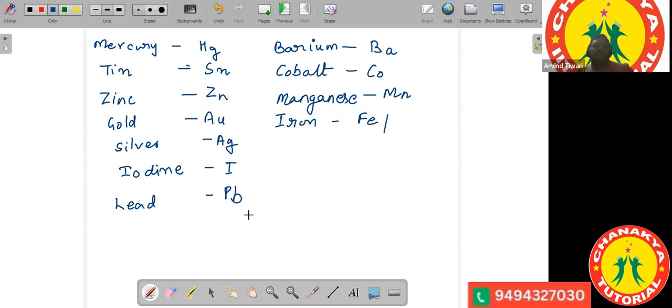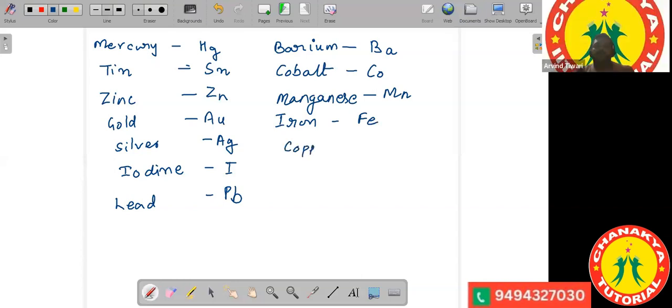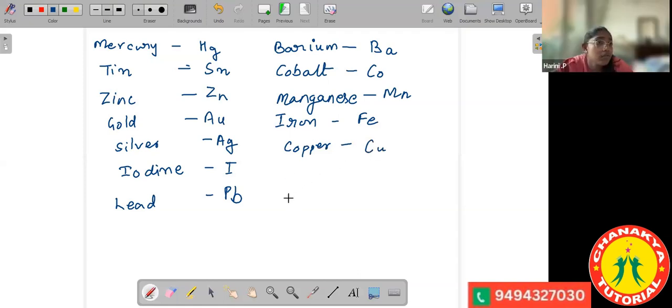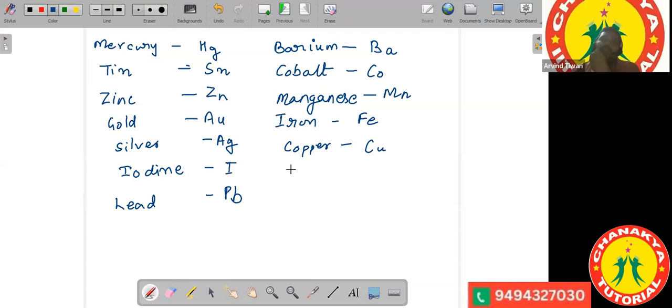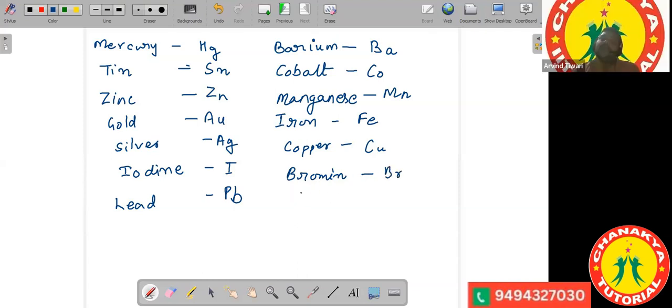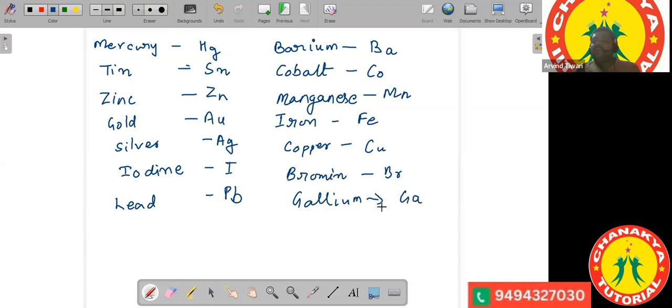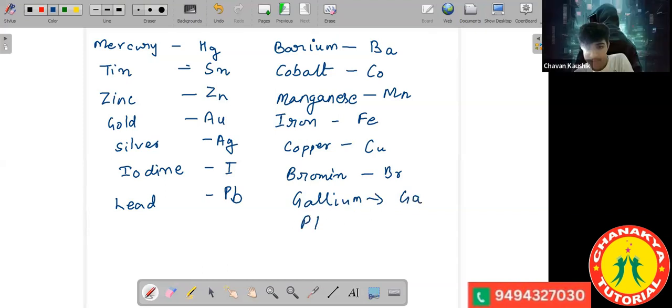So iron. Can anyone think of any other element which we have not listed over here? Copper. Okay, very good. Cuprous, Cu. So bromine, Br. Gallium, Ga. Einsteinium, indium. Okay, there are many. Platinum, Pt.